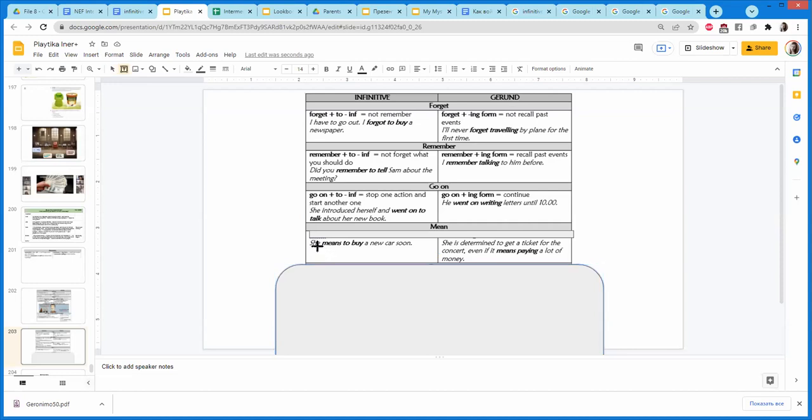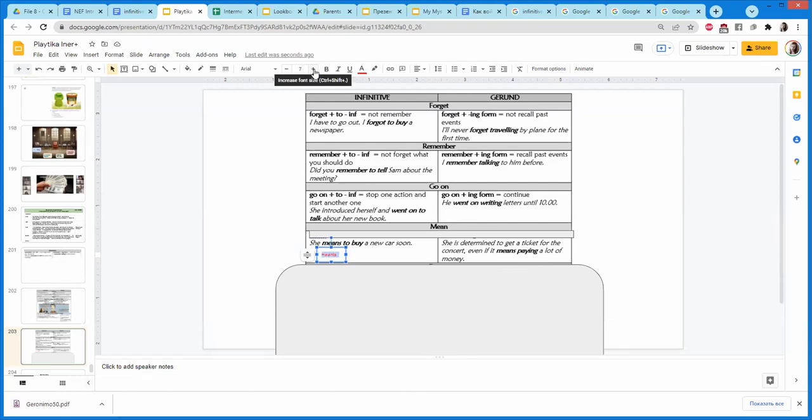She plans or maybe wants to buy a new car soon, right? Like wants to buy a new car. She wants to buy a new car soon. So means to is like wants, in the meaning of wants. Can you use want here? She is determined to find a ticket for the concert, even if it wants paying a lot of money. No, here it will not work.